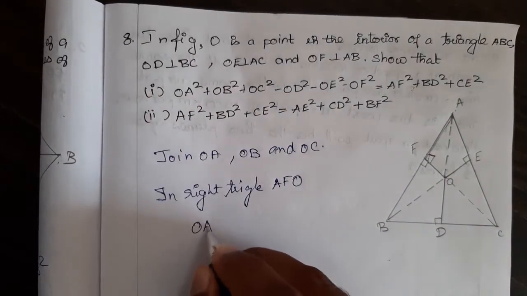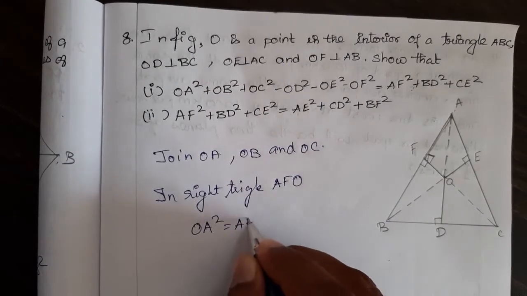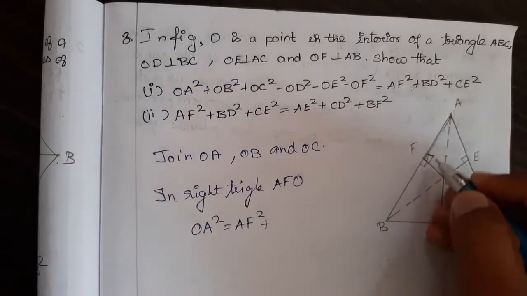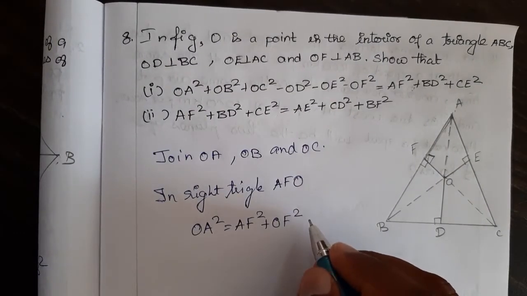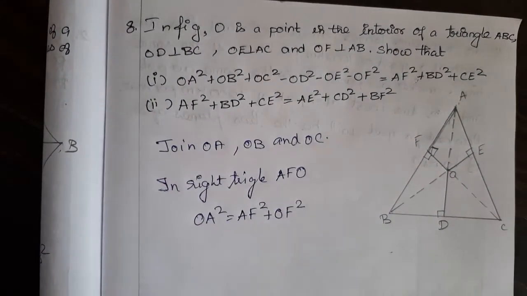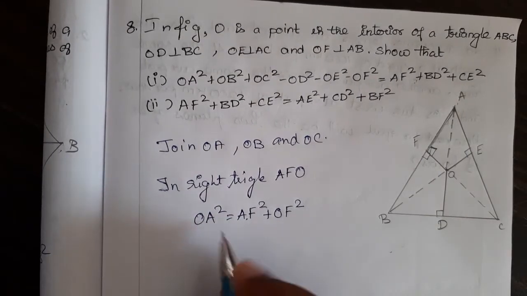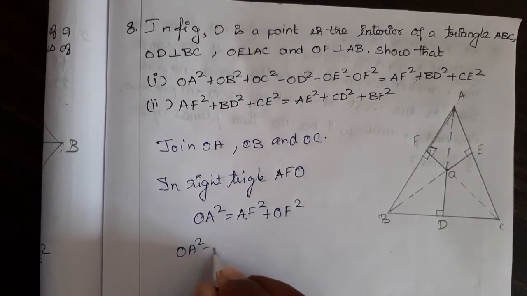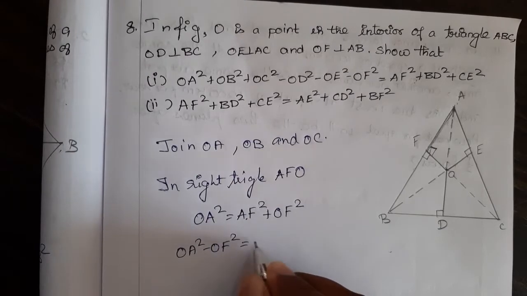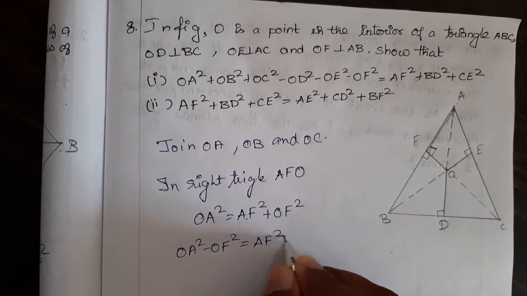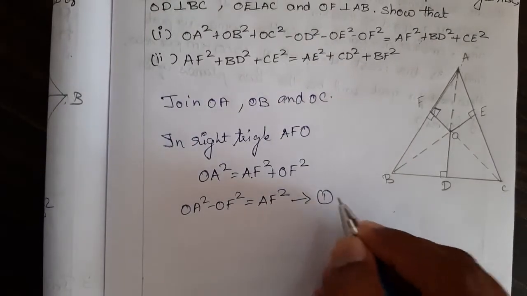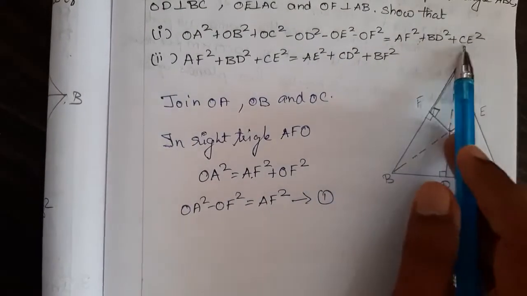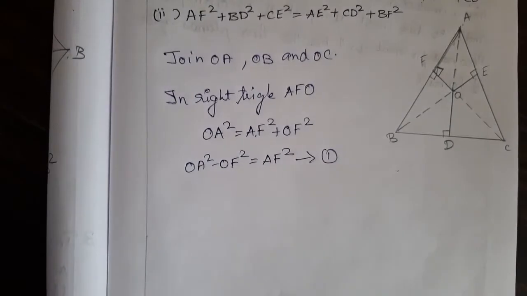So OA square is equal to AF square plus OF square, right? So we need AF. Let me take AF here. Let me bring this side. It will become OA square minus OF square is equal to AF square. So let it be equation 1. The same way we will choose for BD square and CE square.